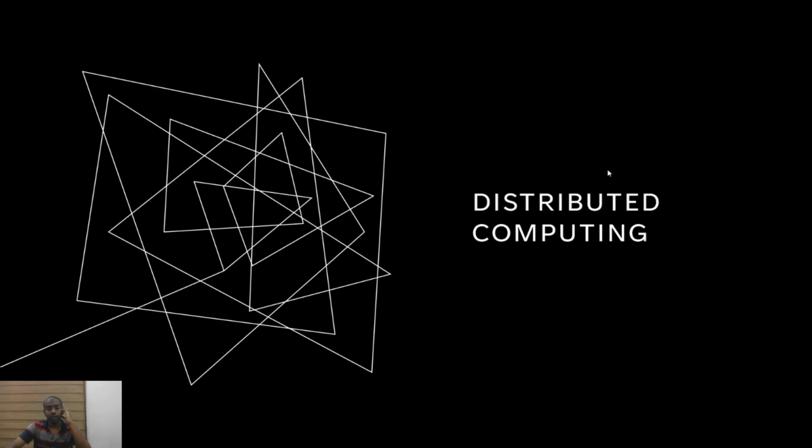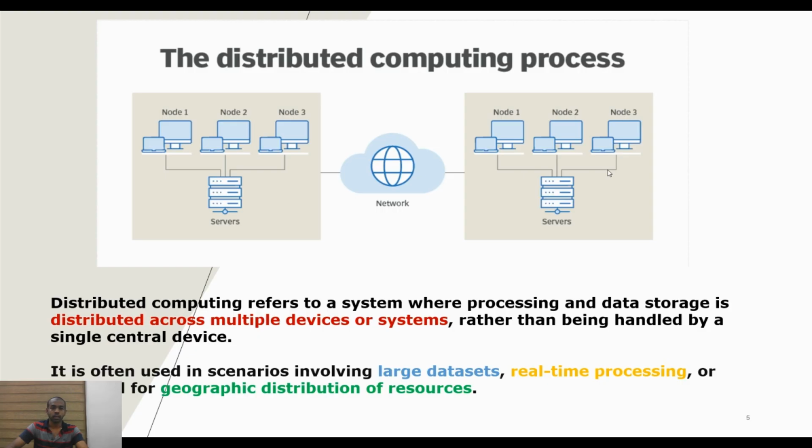So, firstly, let's look at distributed computing. Distributed computing refers to a system where processing and data storage is distributed across multiple devices or systems rather than being handled by a single device. We have multiple devices and we will probably have a service connecting them, and this configuration will be in connection with a network. It's often used in scenarios involving large data sets, real-time processing, or the need for geographic distribution of resources.